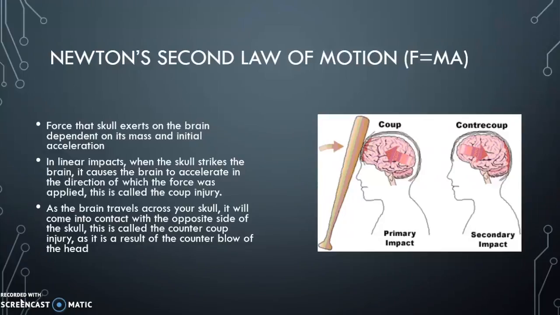In linear impacts, when the skull strikes the brain, it causes the brain to accelerate in the direction in which the force was applied. This is called a coup injury. As the brain travels across your skull, it will come into contact with the opposite side of your skull. This is called the contrecoup injury, as it is a result of the counter blow of the head.